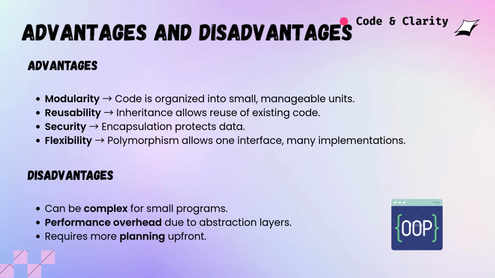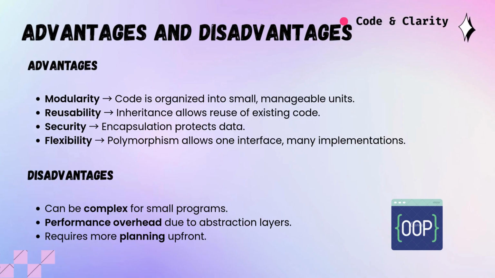Now we will be discussing the advantages and the disadvantages. What are the advantages of object oriented programming? OOP is like a well organized kitchen. Modularity: every drawer or shelf has a purpose in the kitchen. Similarly, reusability: you can use the same knife for many recipes. Next is security: dangerous tools are stored out of children's reach. That is encapsulation. And flexibility: you can cook different cuisines using the same set of tools, that is polymorphism.